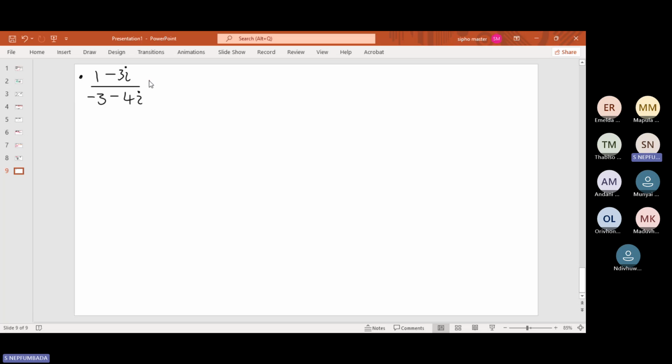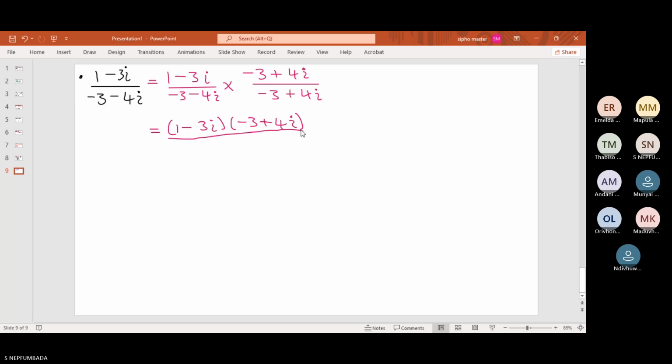This is nothing but going to be equal to 1 minus 3i divided by minus 3 minus 4i, then multiply by the conjugate, minus 3 plus 4i divided by minus 3 plus 4i, whereby we're going to have 1 minus 3i multiplied by minus 3 plus 4i, divided by minus 3 minus 4i multiplied by minus 3 plus 4i.